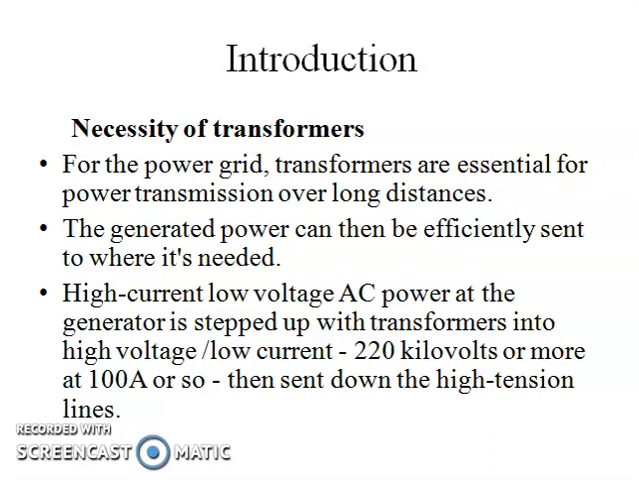Usually the high current, low voltage AC power is generated at the generating end, which is stepped up with the step up transformer into high voltage, low current. Usually around 220 kilovolts or more is generated. Then this voltage is transmitted through the transmission line. At the receiving end, that voltage is again stepped down using the step down transformer. This is the whole necessity of the transformer. Usually in the power grid, these are the most essential things of the power system.